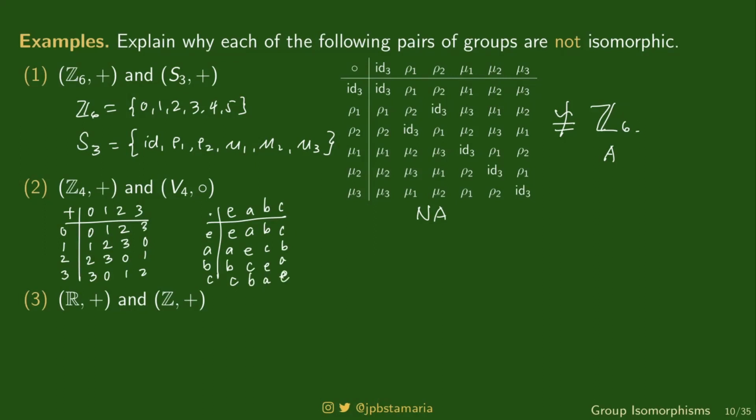Bakit hindi sila isomorphic? Not same order po. What do you mean by not same order? For example po sa, wait lang po. Okay. Kunwari po sa 1, ang order niya po is 3, di ba? Order 3 po yung 1. Then yung A po, ang order niya po ay 2, which is the inverse. Ay, self-inverse po siya. So 2, order 2 po.